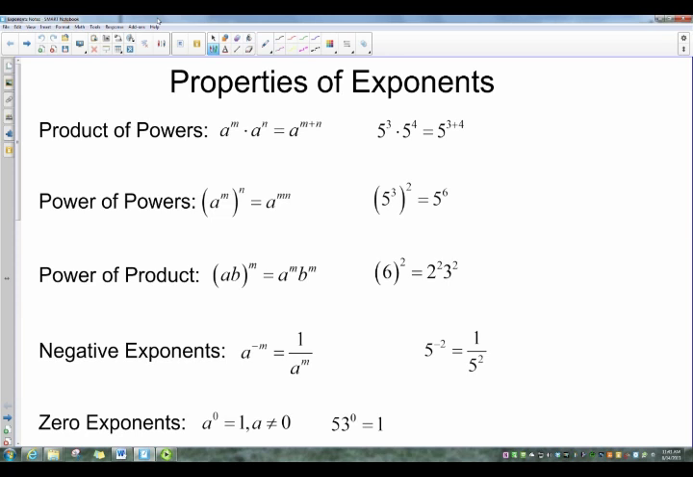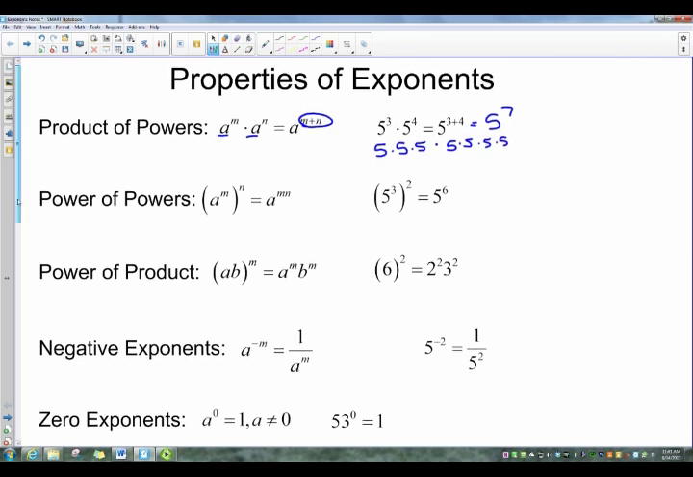The first one is what's called the product of powers. Anytime you have the same base, notice A is the same, you take your two exponents, you add them together. So if I have 5 cubed times 5 to the 4th, that's 5 to the 3 plus 4, or 5 to the 7th. Okay, so just a quick example. You got 5 cubed, you got 5 to the 4th, they're being multiplied, you got 7 5s.